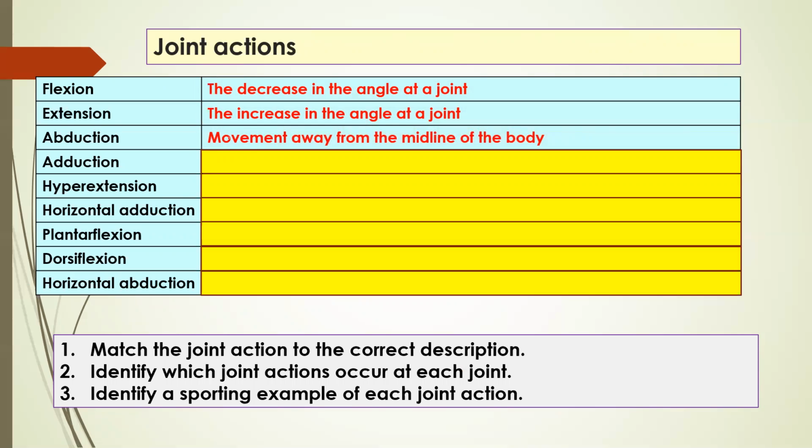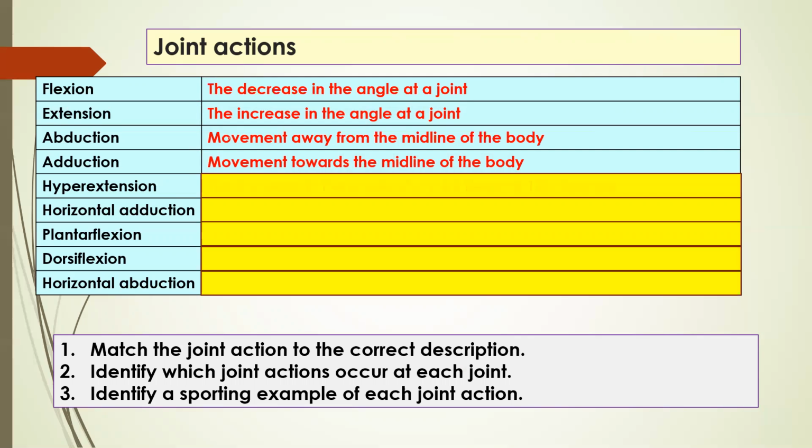Abduction is movement away. So if you think of something, it's a bit grim, but if you think of something or someone being abducted, they're being taken away, that's movement away from the midline of the body. So if you hold your arm down by your side and move it away, that is abduction. Adduction is the opposite, so movement towards the midline of the body. So if you hold your arms up and out to the side and then slowly lower them down, that is adduction. You're adding it to the midline of your body.